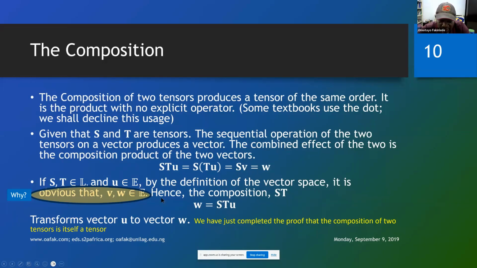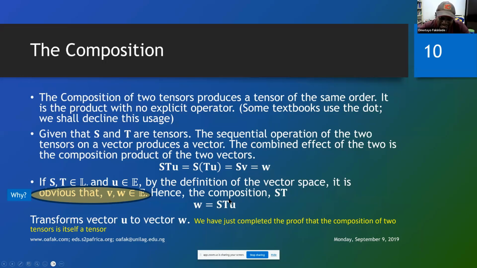So hence the composition ST, W is equal to STU. It transforms the vector U to vector W. We have just completed the proof that the composition of two tensors is itself a tensor, because when it operates on U, it gives W.